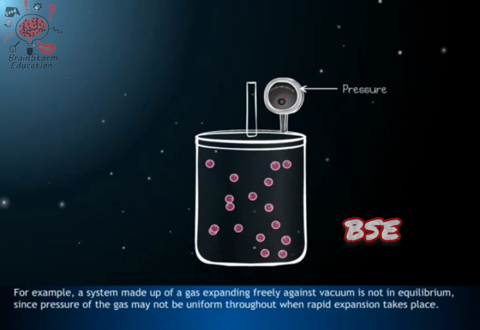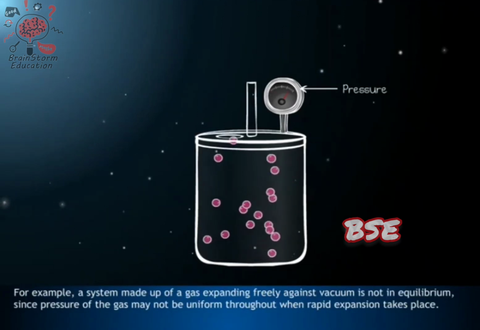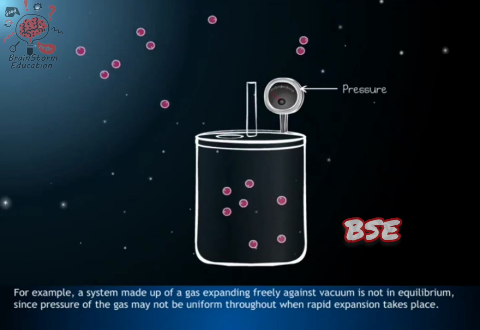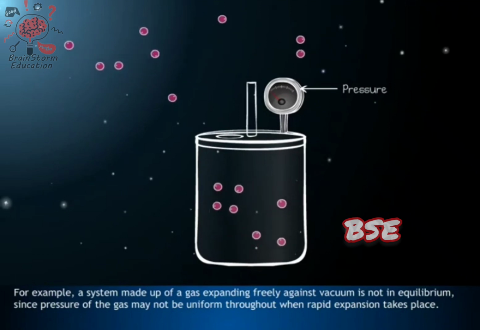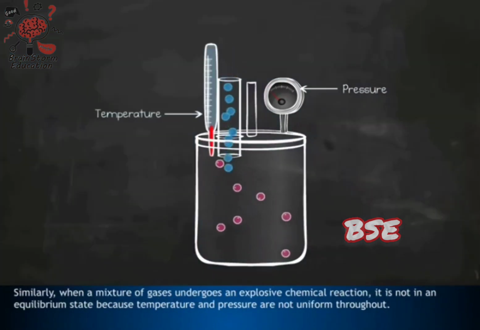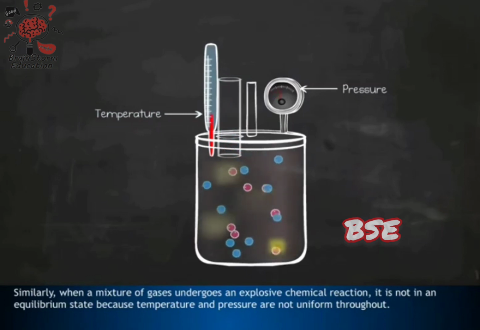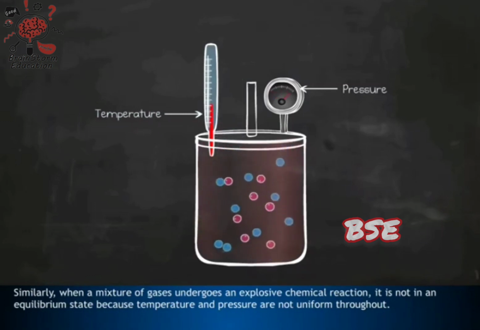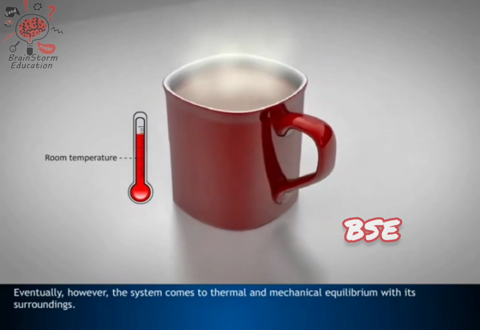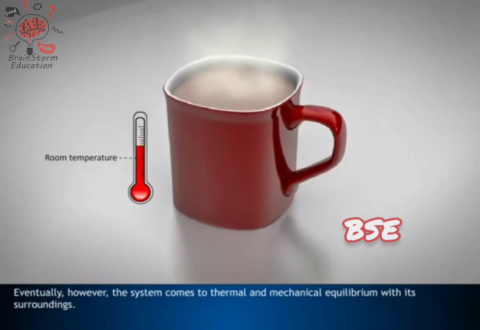For example, a system made up of a gas expanding freely against vacuum is not in equilibrium, since pressure of the gas may not be uniform throughout when rapid expansion takes place. Similarly, when a mixture of gases undergoes an explosive chemical reaction, it is not in an equilibrium state because temperature and pressure are not uniform throughout. Eventually, however, the system comes to thermal and mechanical equilibrium with its surroundings.